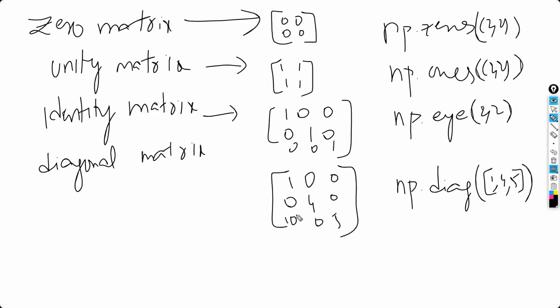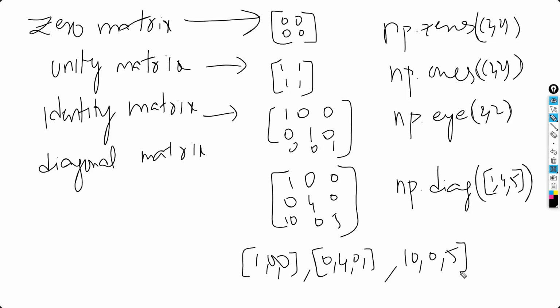Sir, if I want to create a matrix like this, what do I have to do? You take a list of the first row, that is 1, 0, 0, comma, 0, 4, 0, comma, 10, 0, 5. And this one you have to convert into an array.